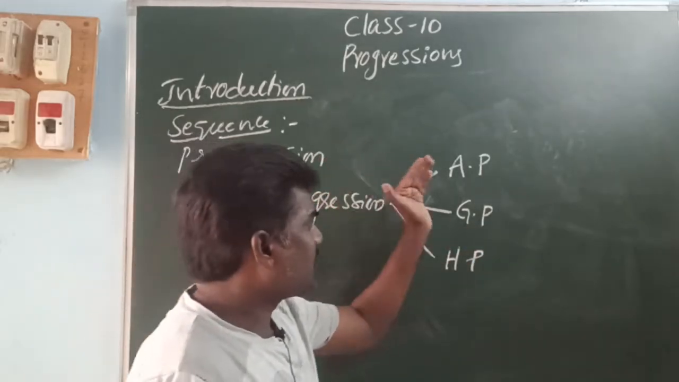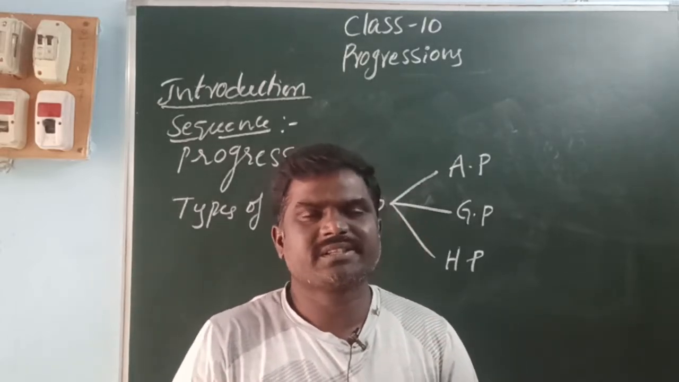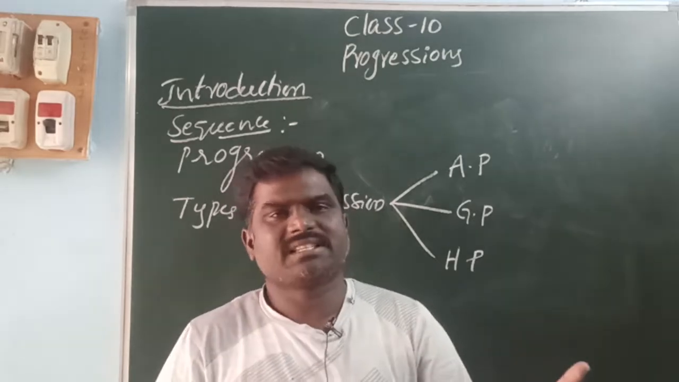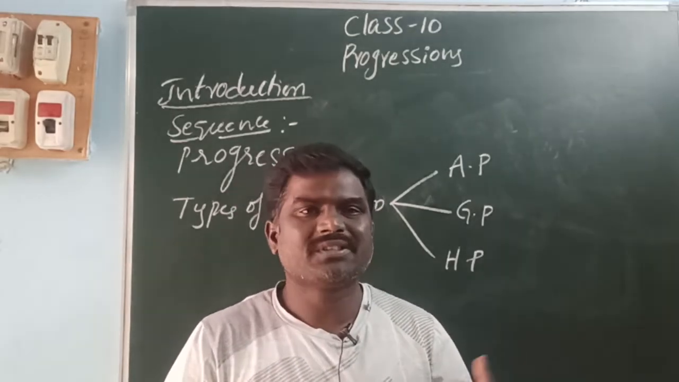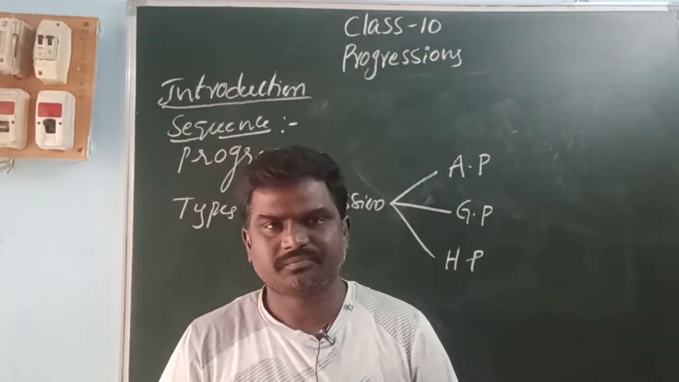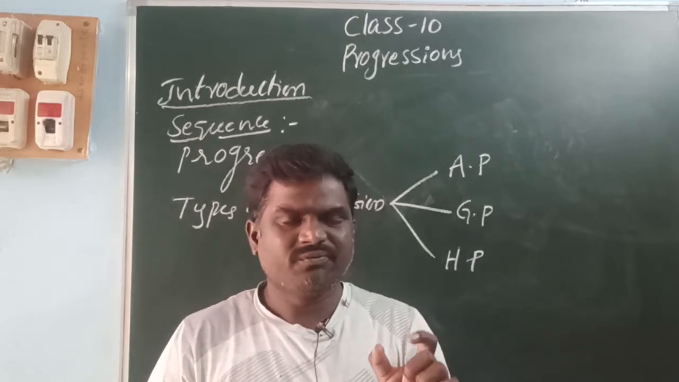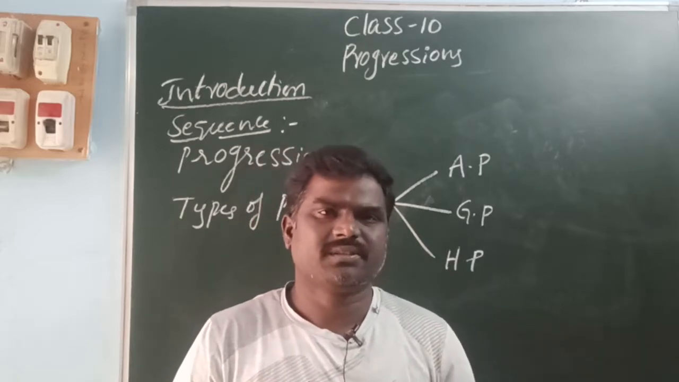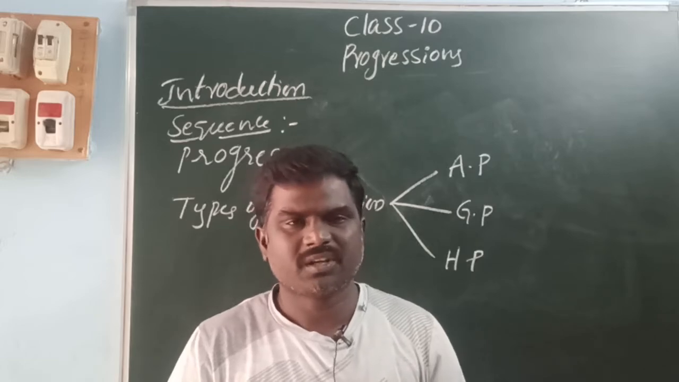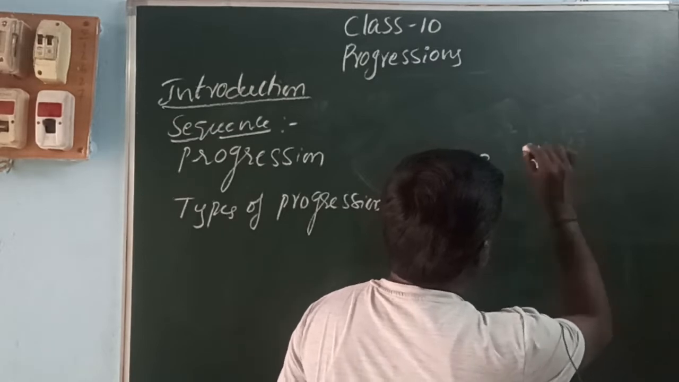So what is called arithmetic progression? A progression having the digits or the numbers arranged in order, where a constant number is added to or subtracted from its preceding term, is called arithmetic progression. That means in a sequence the difference between any two consecutive terms is the same. That is called arithmetic progression. The common difference is denoted by D.